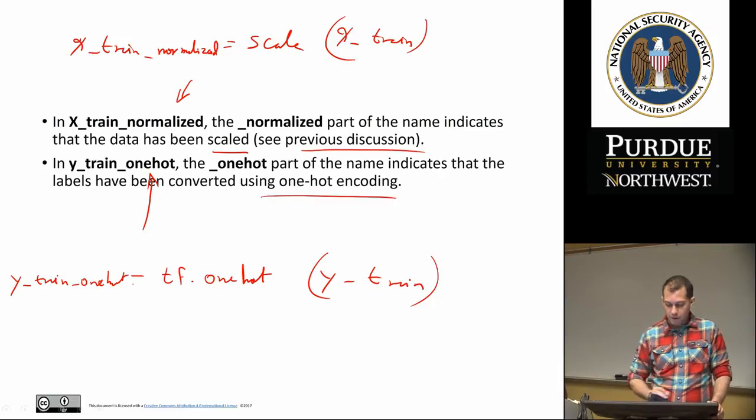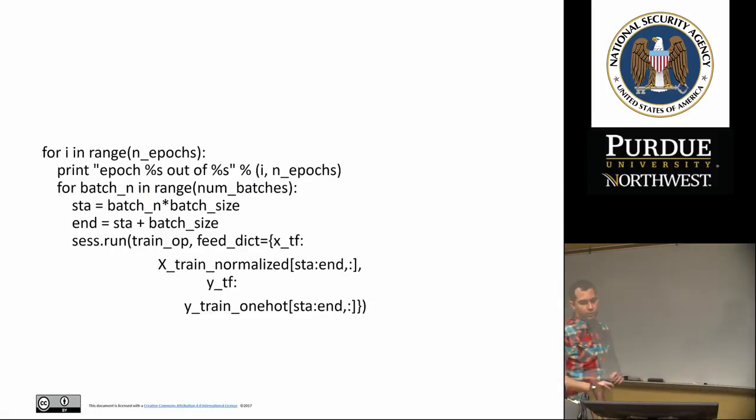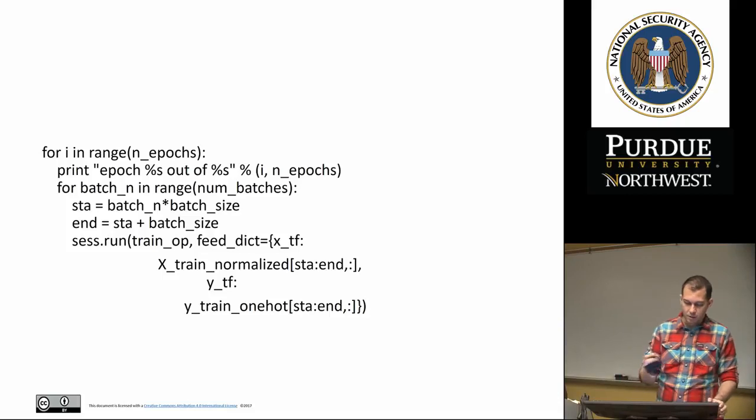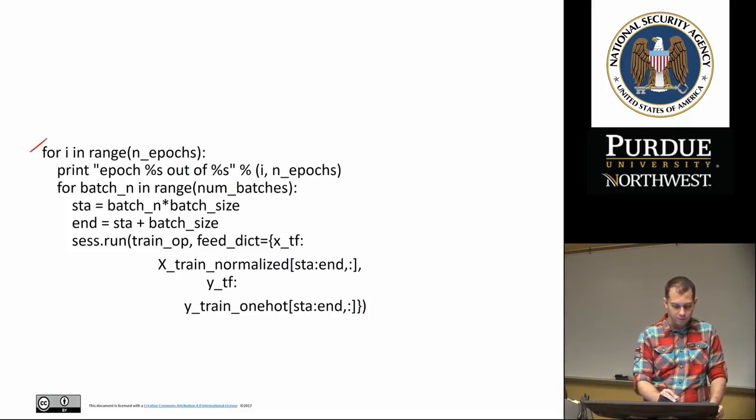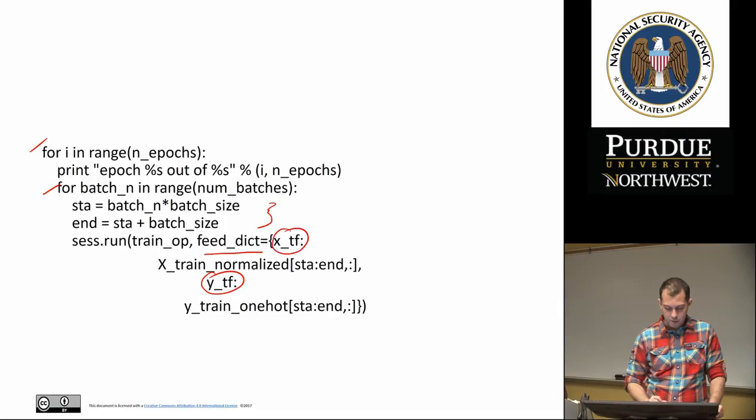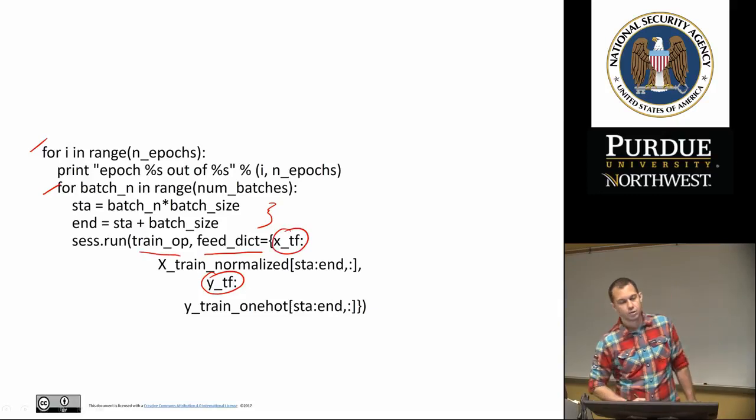So they've been converted using one-hot encoding. So that's basically all of what I said is here. Here's one for loop, another for loop, the start and end, and then the important thing: how to use the feed dictionary to fill in the values in these two placeholders, and then we run train on.